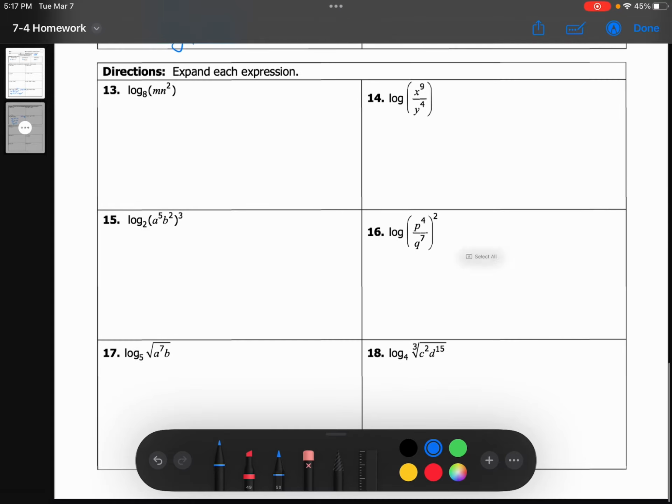Last but not least, when you get to these expansion ones, for example, I'll do 15. Distribute that 3. So this would be log base 2 of a to the 15th, b to the 6th. And then if I do this, I would have to start with this step because I'm multiplying. And then I would bring those powers down.